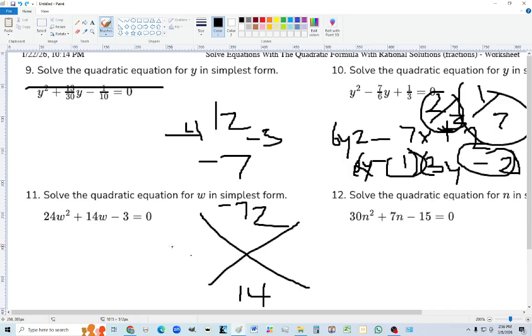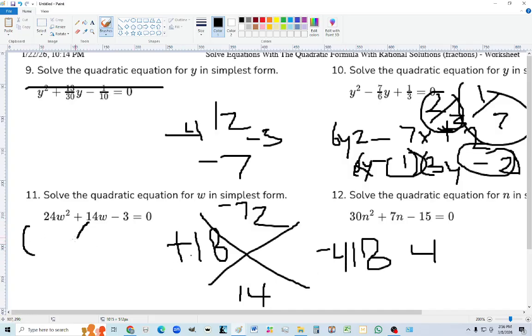So 3 and 24, almost. Again, factors aren't clearly visible, so we'll start with normal. 72 and 1. 36 and 2. 18 and 4. Ah, there it is. 18 and 4. So since this is positive and this is negative, it's going to be positive 18 and negative 4. Practice your grouping, becomes 18, 4, and just go from there.